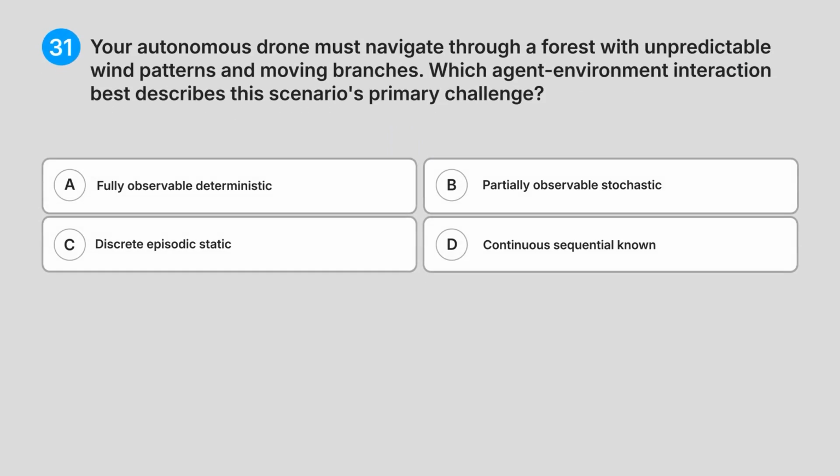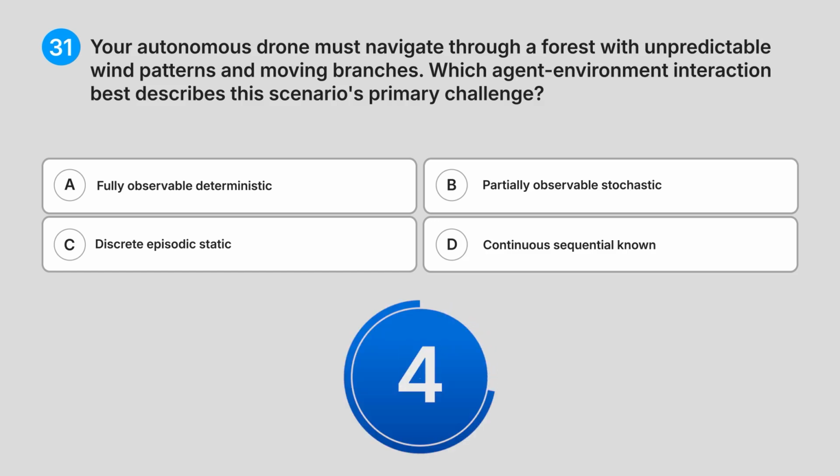31. Your autonomous drone must navigate through a forest with unpredictable wind patterns and moving branches. Which agent-environment interaction best describes this scenario's primary challenge? A. Fully observable deterministic, B. Partially observable stochastic, C. Discrete episodic static, D. Continuous sequential known. Can you guess the answer?